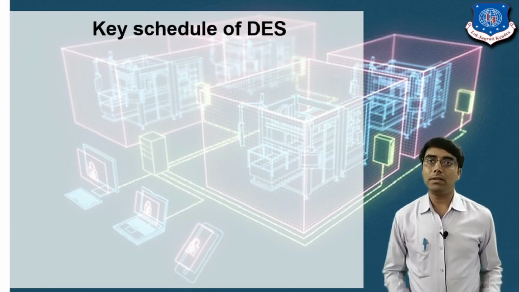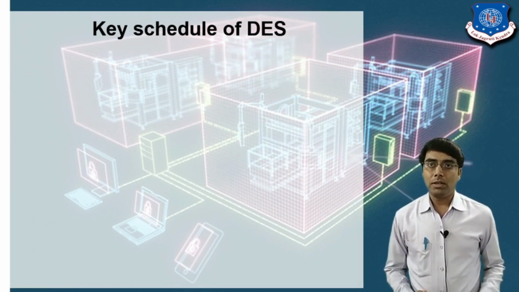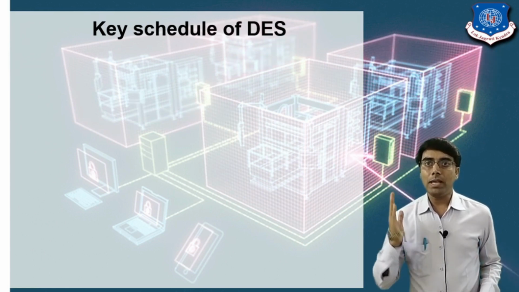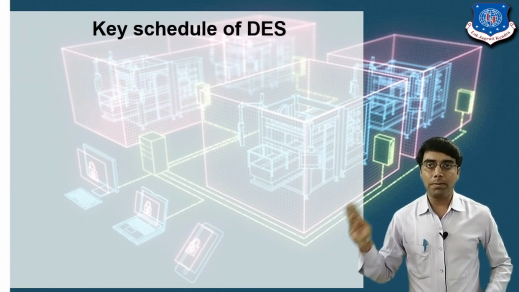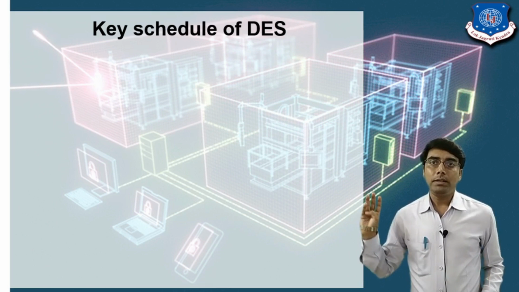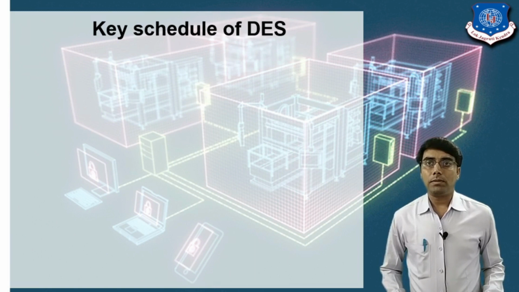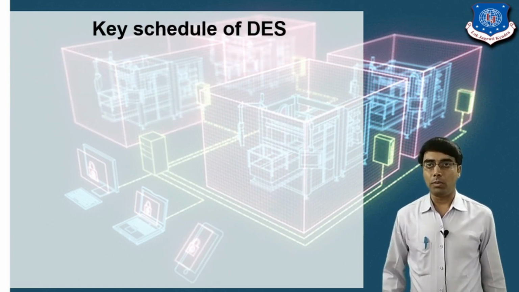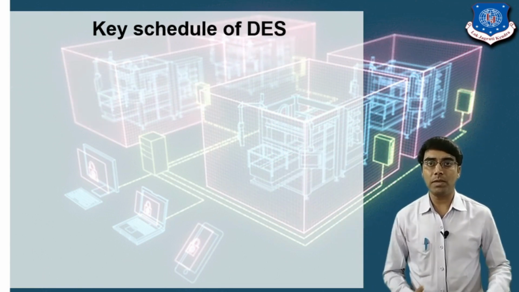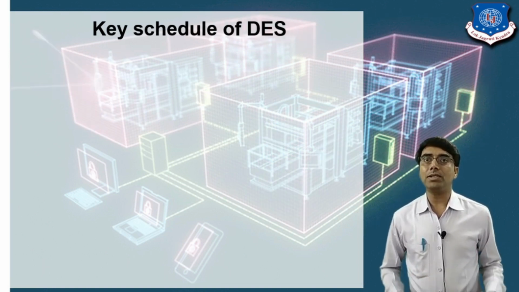In the previous session, we have already discussed the round operation of DES. In each and every round, we are performing a 4-step process: the first is expansion permutation, second is S-box substitution, third is P permutation, and the fourth is swapping. Now, today I am going to discuss the key schedule of DES. It means how the 16 subkeys are generated.